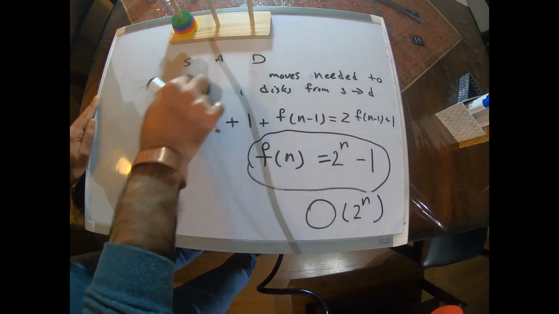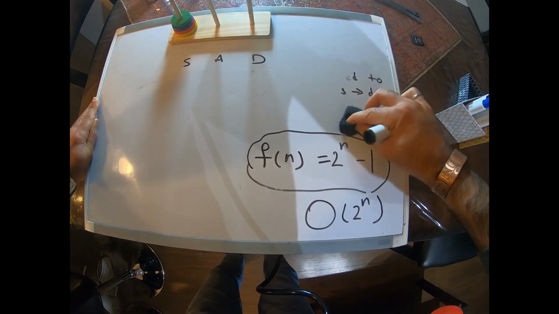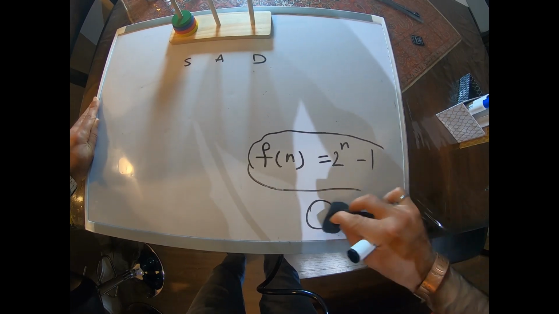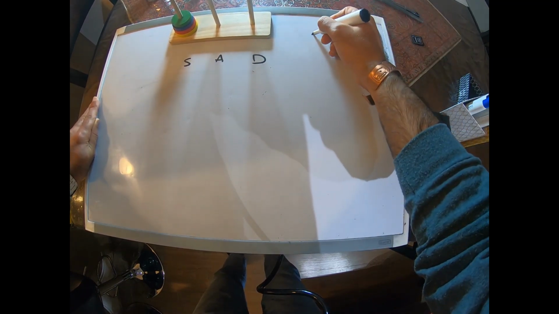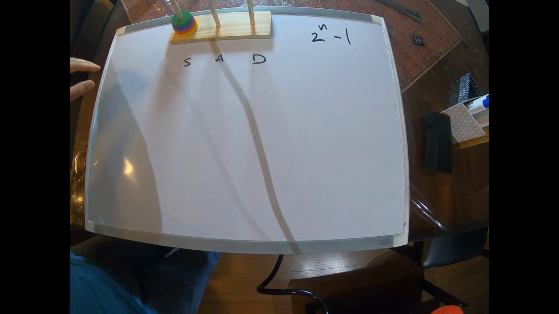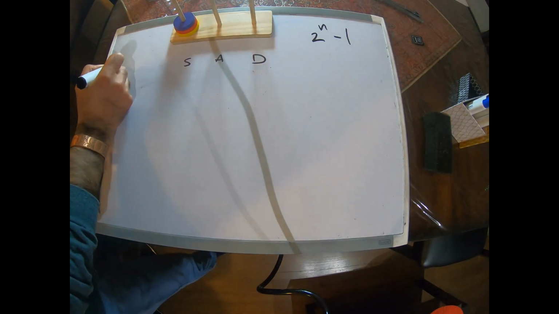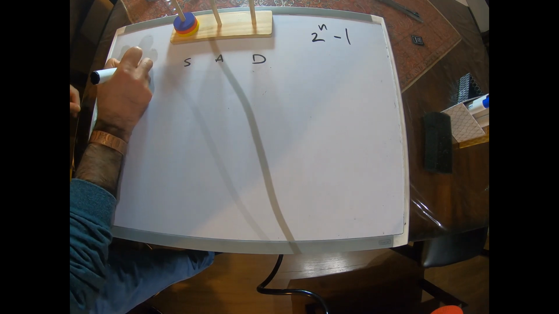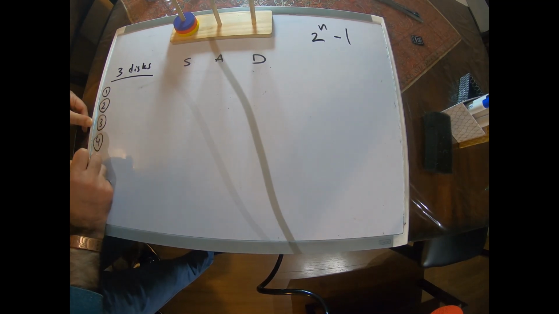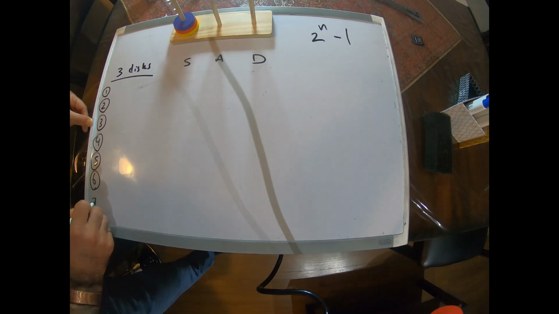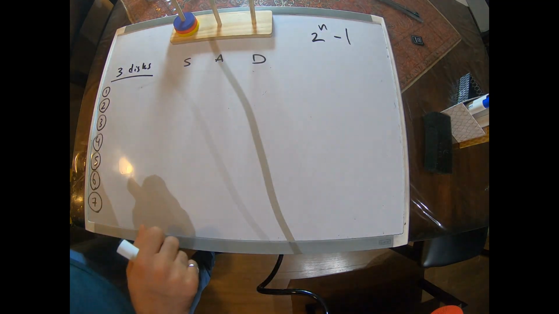Okay, now if we want to solve this non-recursively and iteratively, we also need to find the exact moves. What are the moves needed? Let me put 3 rods here. Okay, so we know that if we have 3 disks, we need 1, 2, 3, 4, 5, 6, 7 moves, because 2 to power 3 is 8, minus 1, it's going to be 7.